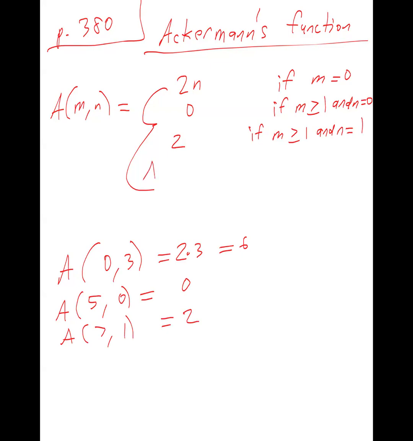Now let me put in the last piece. The Ackermann function is equal to the Ackermann function, again, of m minus 1, comma, this has double recursion, A of m, comma, n minus 1, if m is greater than or equal to 1 and n is greater than or equal to 2, like that. So let's do that piece.